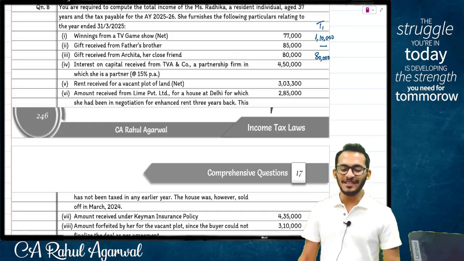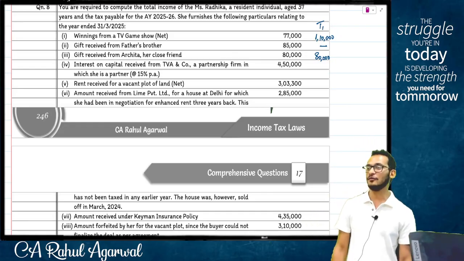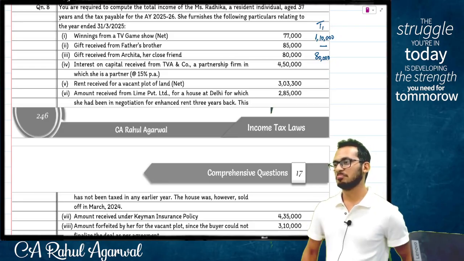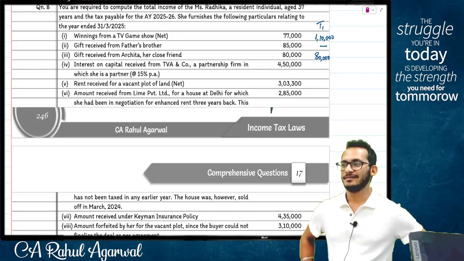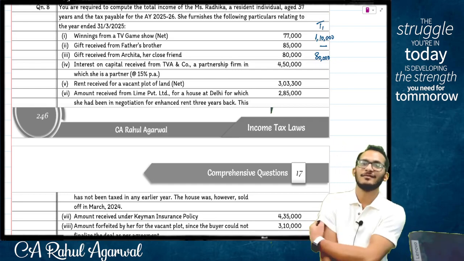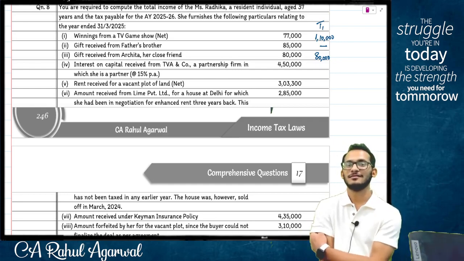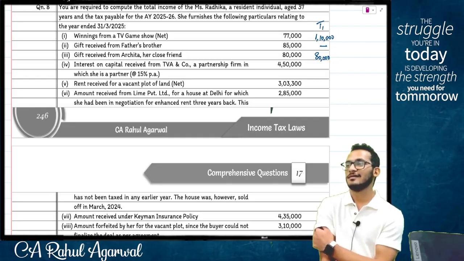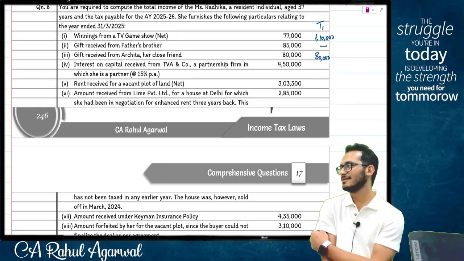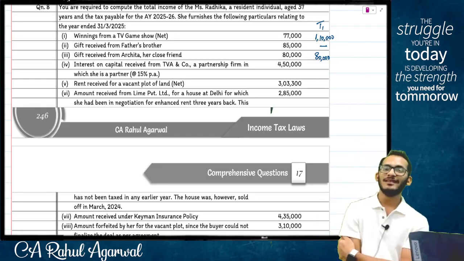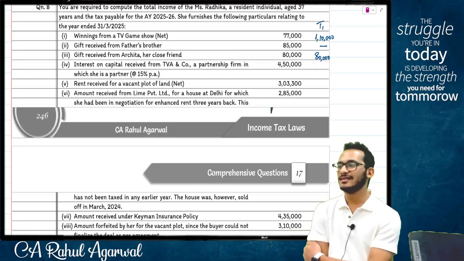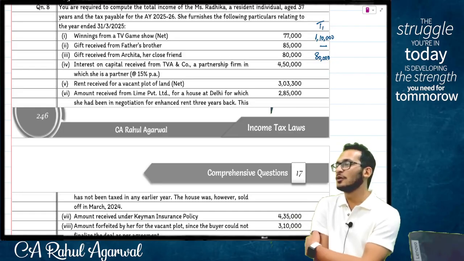Interest on capital received from TV and Co partnership firm in which she is a partner, at the rate of 15%. 12%. People, here is the issue. You know the provisions, you don't know how to apply them.